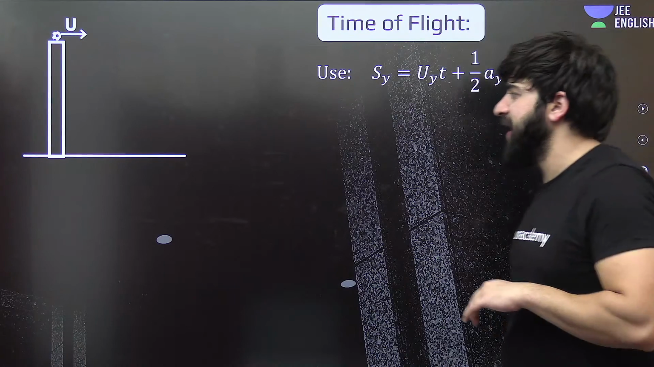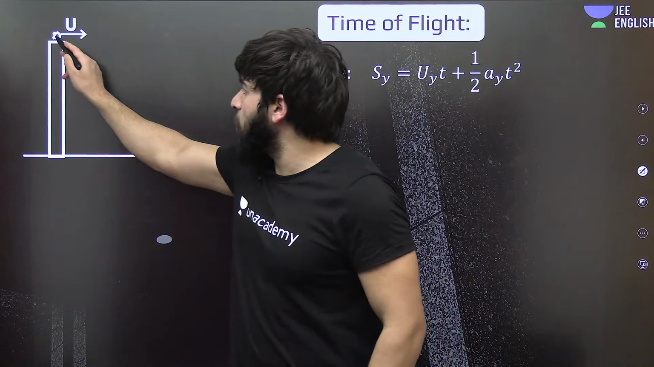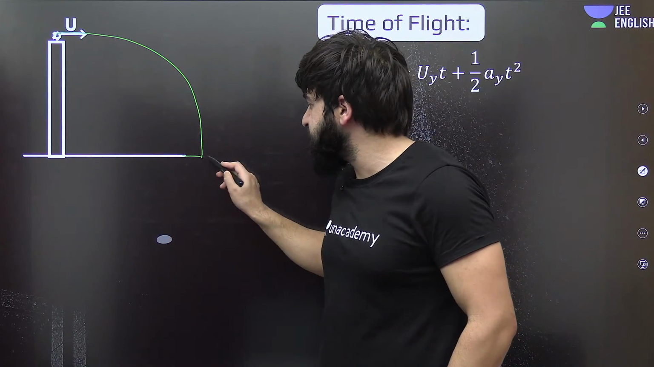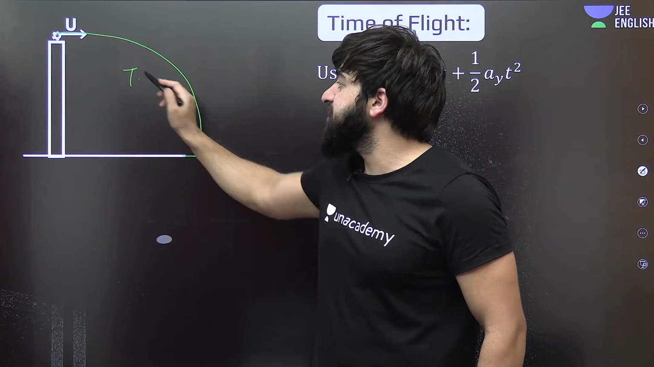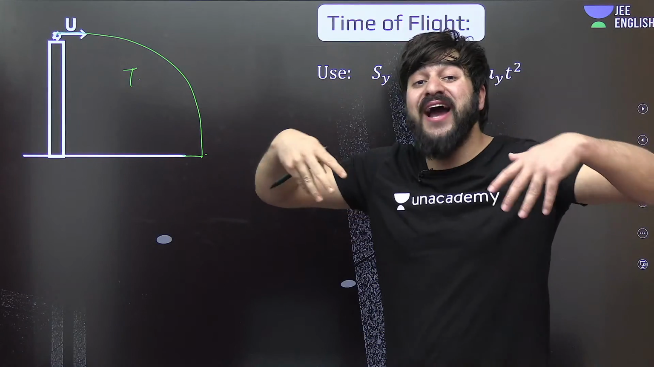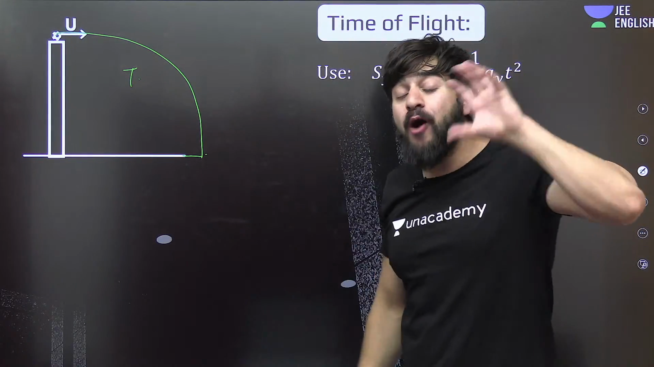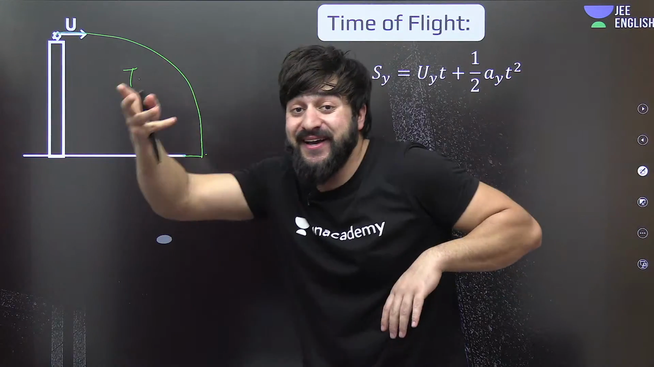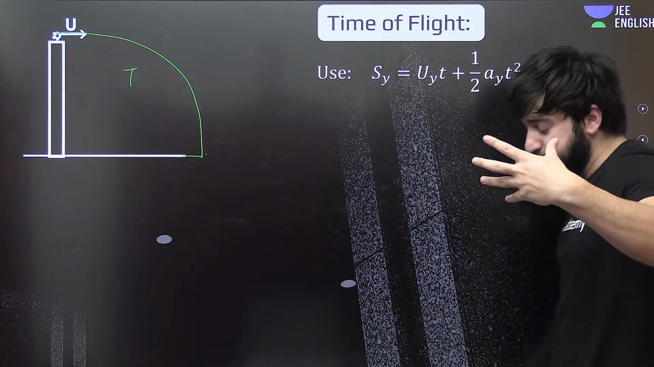Let's find the time of flight. Time of flight is what? If we are launching this from this point to this point, say this is taking an amount of time T. Understand? So how much time is it going to take from this point to this point? Or we can define time of flight like this also: how much time will it remain in air? That is what we call the time of flight.